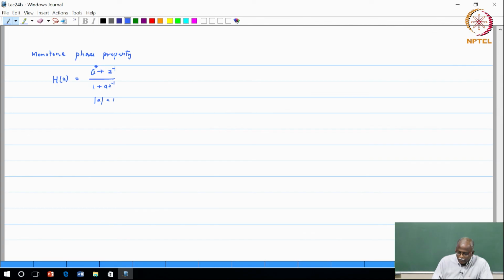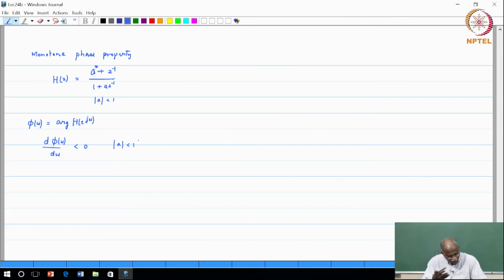Now if you write the argument of h of e to the j omega and call that phi of omega, show that d phi of omega by d omega is always less than 0 provided mod a is less than 1. That means it is a stable all pass. If I look at the argument of this first order all pass, it is monotone decreasing, and the slope is always negative.